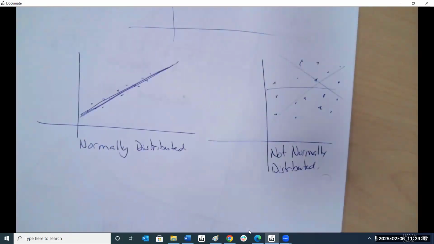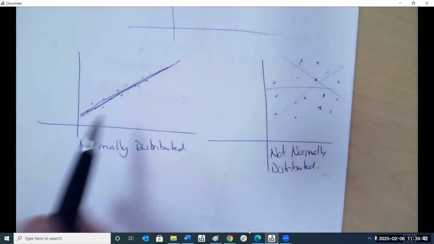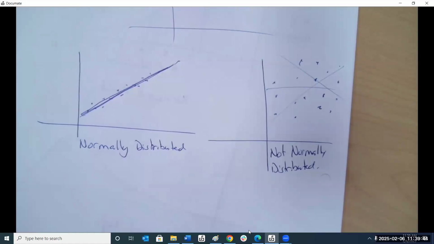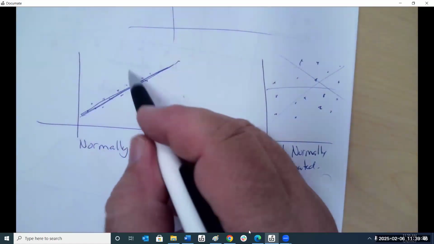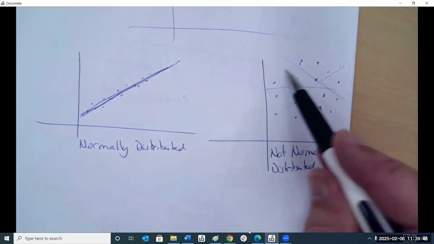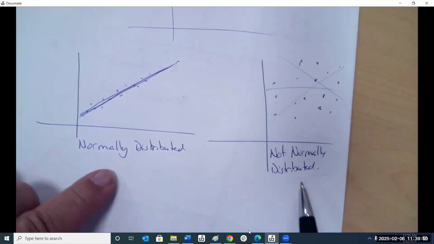So those are the first two cases. If you can draw a line that looks at all the data and it fits in there, give or take plus or minus some of them, as opposed to, are they everywhere? Those two right there.